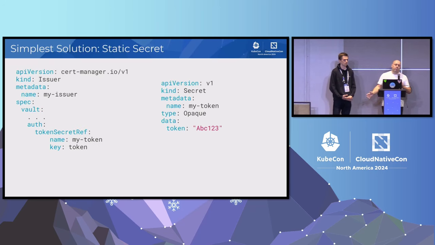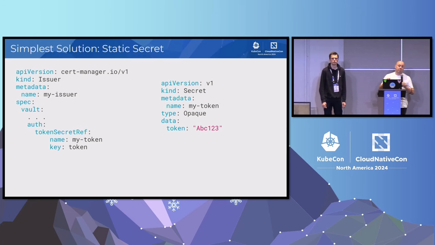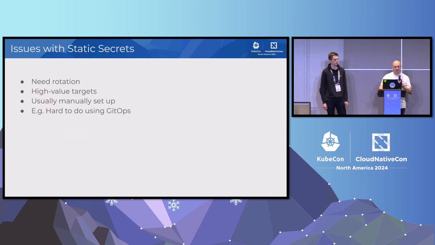So the simplest solution for talking to a CA is a static secret, right? We're using the inbuilt HashiCorp Vault issuer here as an example, but it really doesn't matter. What matters is that what we're saying is, hey, Cert Manager, go read this secret that we've created and use the token that's in that and send that off to the issuer. It's very conceptually simple. There's nothing particularly difficult about this idea, but unsurprisingly, as we started with it, it's not the best solution that you can have.